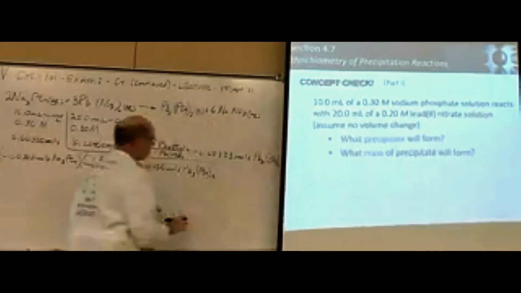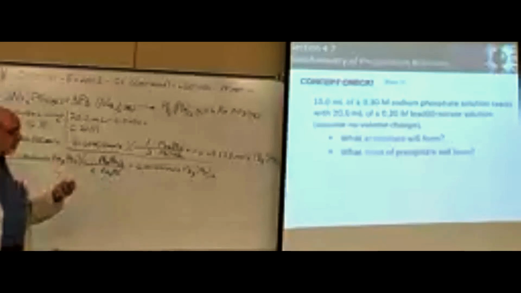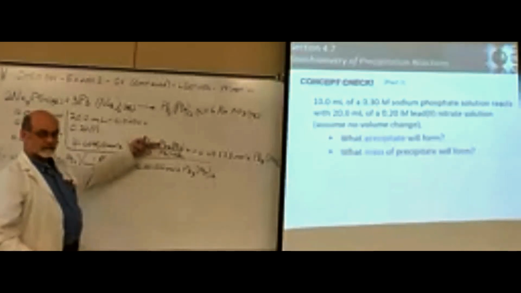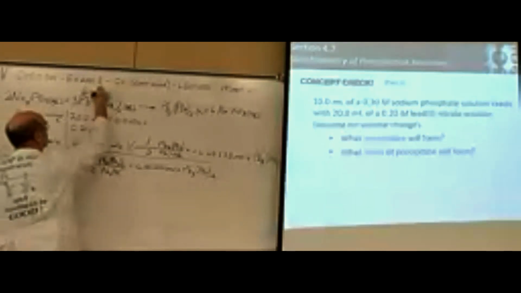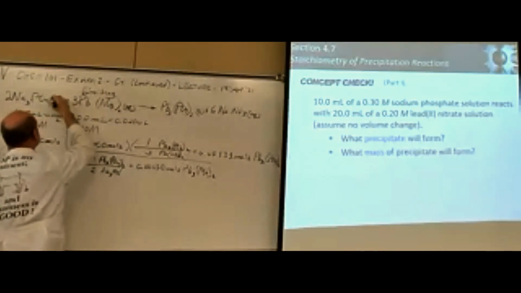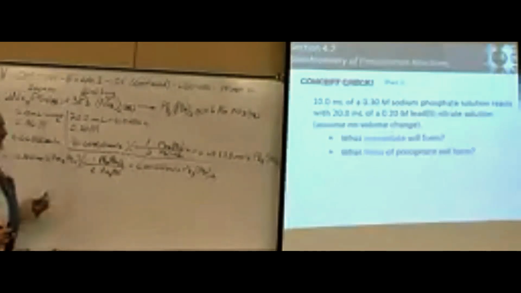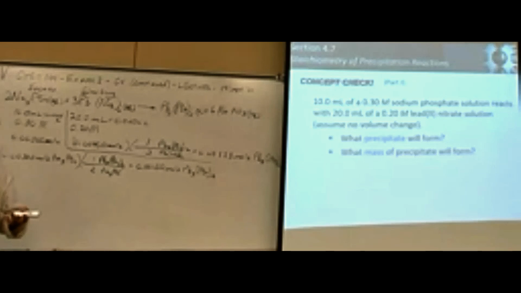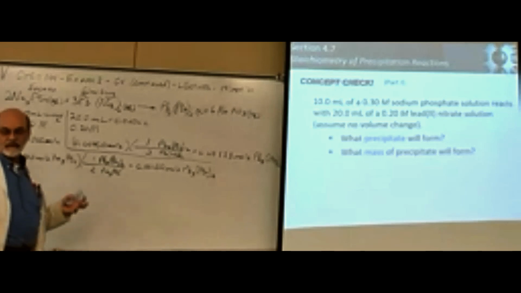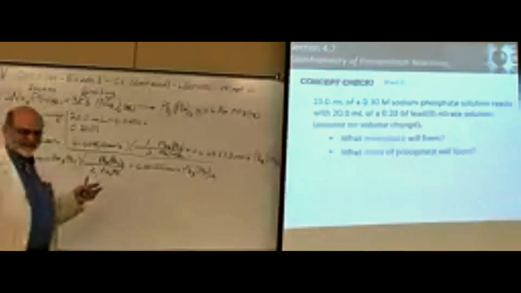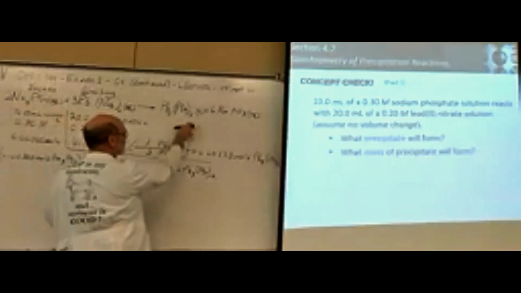Okay, now you can compare which one makes the least amount. This one, right? So that one runs out first. This one is limiting. This one is in excess. Okay? So how do we find the mass? What's the magic number? Anybody ever heard of molar mass? Okay. What's the molar mass of this compound?